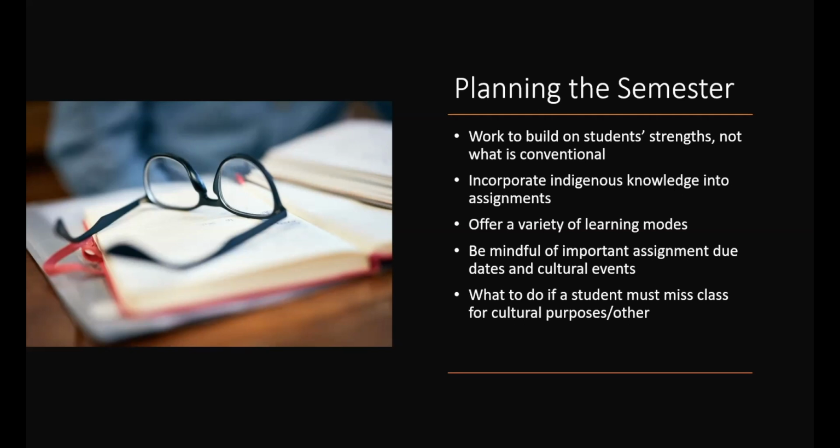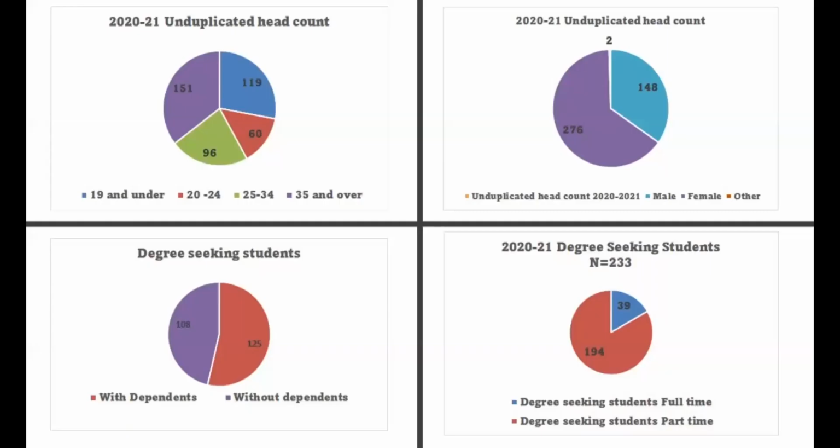And then once again, be mindful of important assignment due dates and cultural events. And then also plan what to do if a student must miss class for cultural purposes or other instances. So many of these students are caregivers. And since we're just coming out of these COVID times, there might be circumstances where these students aren't able to participate as they normally would. What are you going to do in those instances? And this is a brief reminder that many students are non-traditional, and to keep that in mind as you're planning.